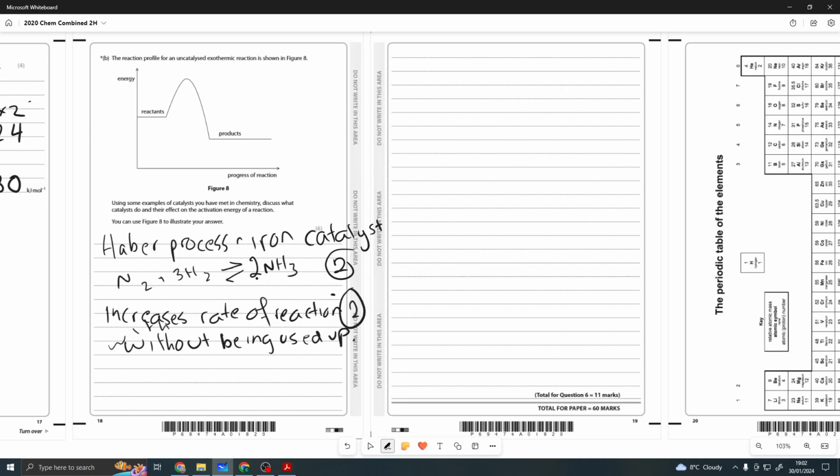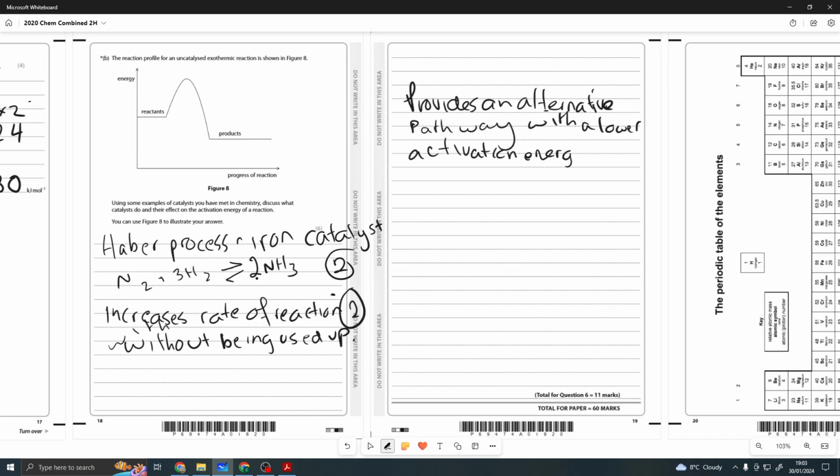Now, the final marks are for how it does that. Essentially, it provides an alternative pathway with a lower activation energy. That's what it does, that's how it does it. That's the last 2 marks.